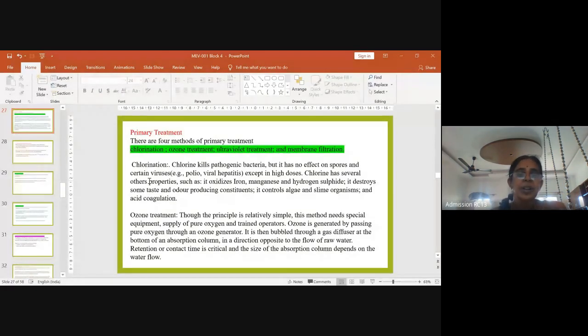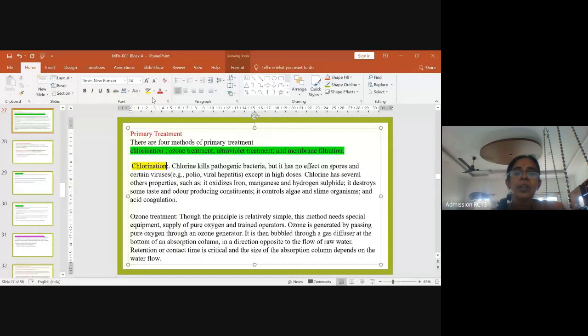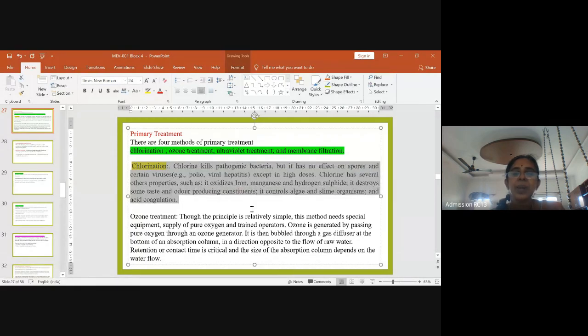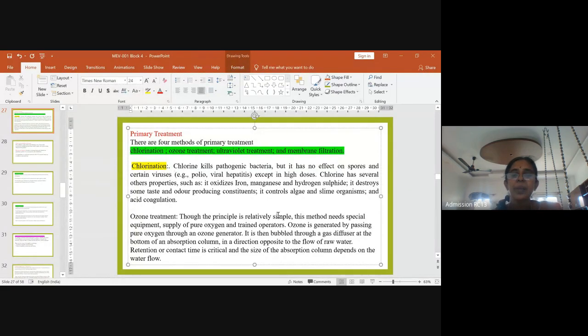So chlorination. Chlorination is a method of adding chlorine to the water, which kills the disease causing bacteria, but it has no effect on the spores and certain viruses like polio and viral hepatitis, except in higher doses. It oxidizes iron, manganese, and hydrogen sulfide. It destroys the taste and odor producing constituents. It controls algae and slime organisms and causes acid coagulation. So, this is the first primary treatment of water.